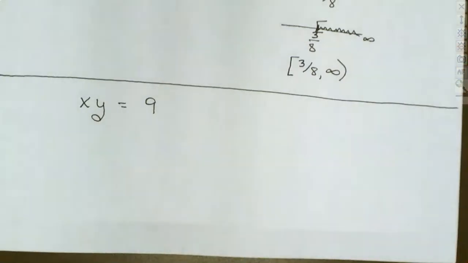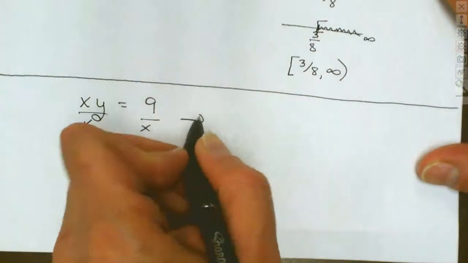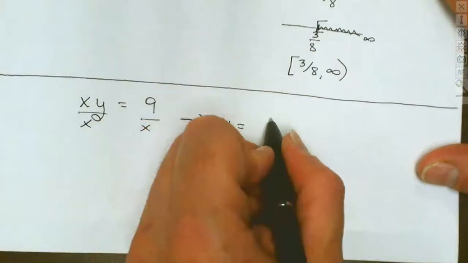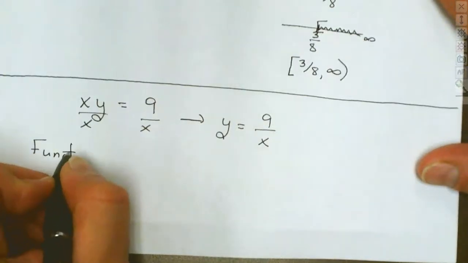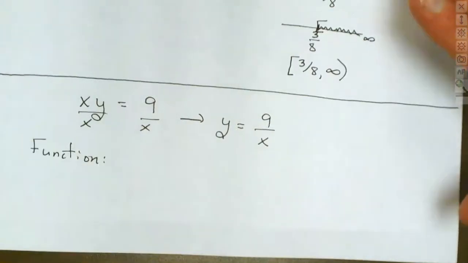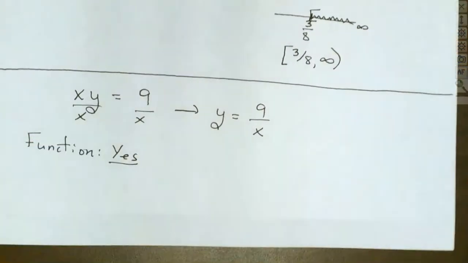xy equals 9. Sometimes students struggle with this fact. Is this a function? Yeah, because I can solve it for y. How would you solve this for y? Yep, divide it by x. And that leaves you with y equals 9 over x. So this is the last function that we're going to look at. After our break, we'll look at relations. So this is a function because I was able to solve it for y.